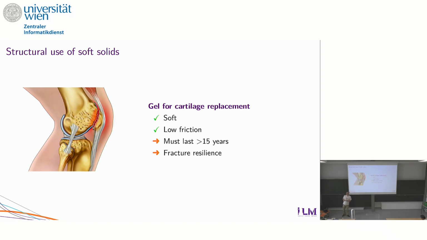But there is something that gels do not provide yet. They must be long lasting. I mean, if you have a surgery to implant something in your body, you want that to last more than just a few weeks, right? A few years would be better. And if you want to be on par with current prostheses that are made of ceramics, you need to last at least 15 years. And for that, you need some fracture resilience.